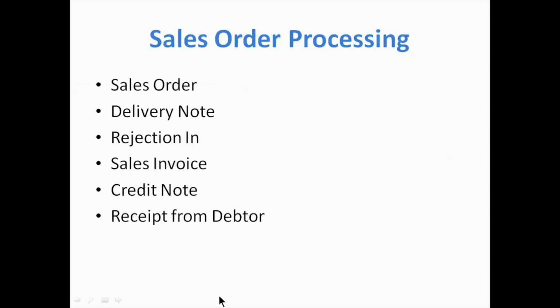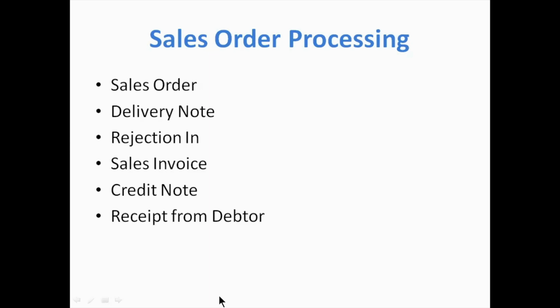See, revenue generation always starts from receiving the order from the customer. When we receive the order from the customer, it is a sales order for us, and we execute the same. That means we deliver the goods according to the order made by our customer. We provide goods to the customer. If the goods get rejected, we get them back.